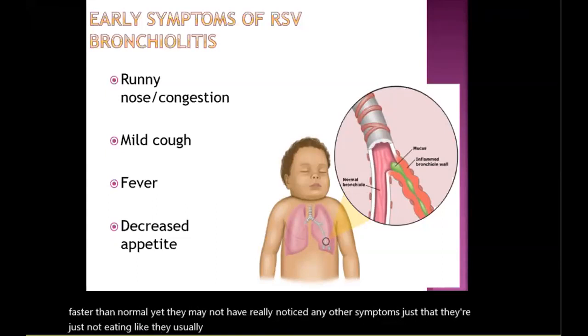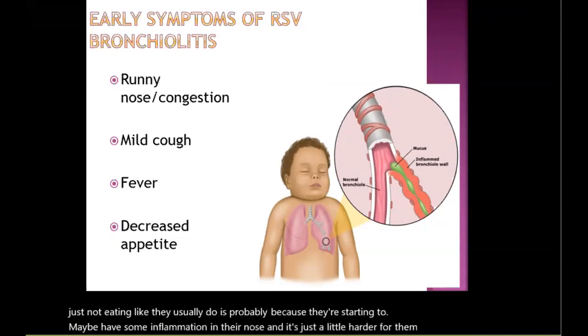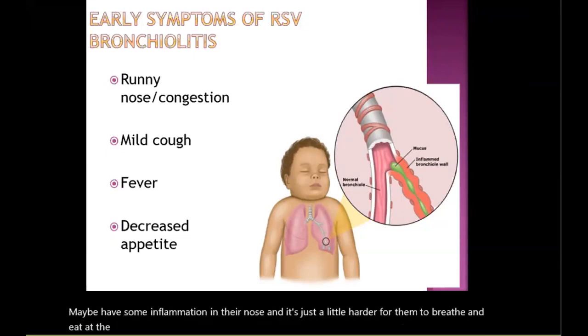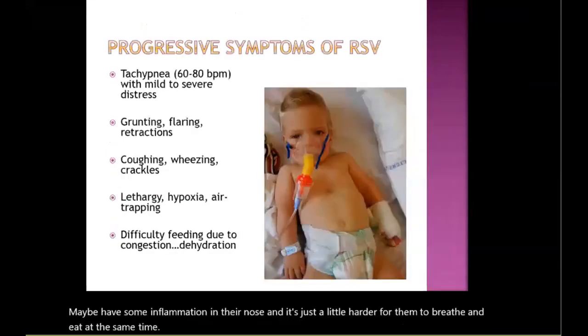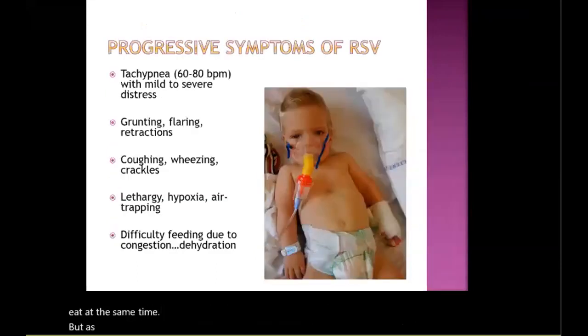It's probably because they're starting to maybe have some inflammation in their nose, and it's just a little harder for them to breathe and eat at the same time. But as it progresses, the tachypnea can get very pronounced.